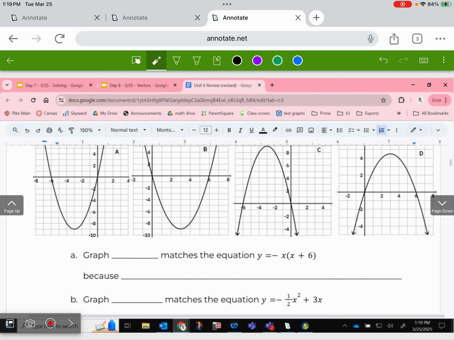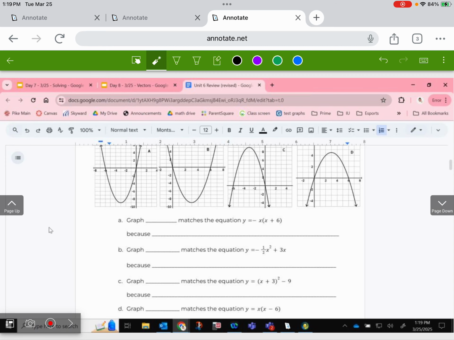What do we notice either about our equations or about our graphs? Let's see, I'm going to zoom this out so maybe we can see everything. There we go. What do we notice?